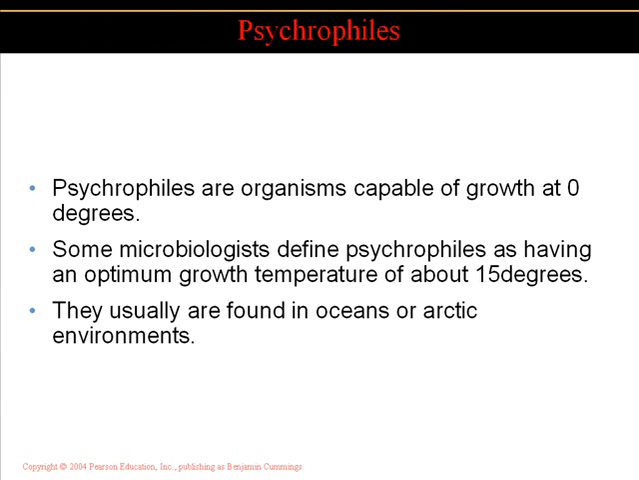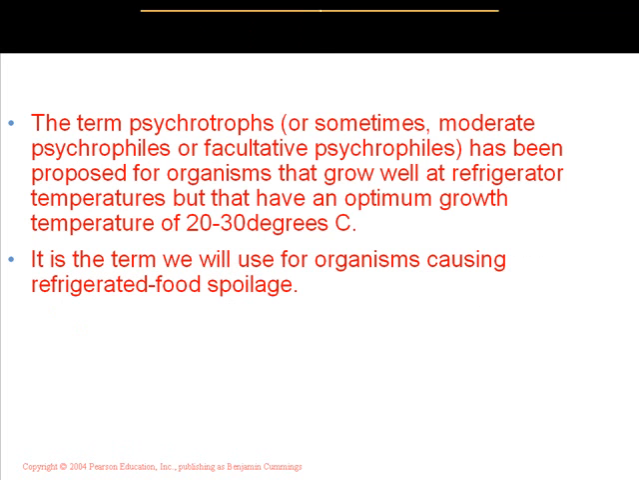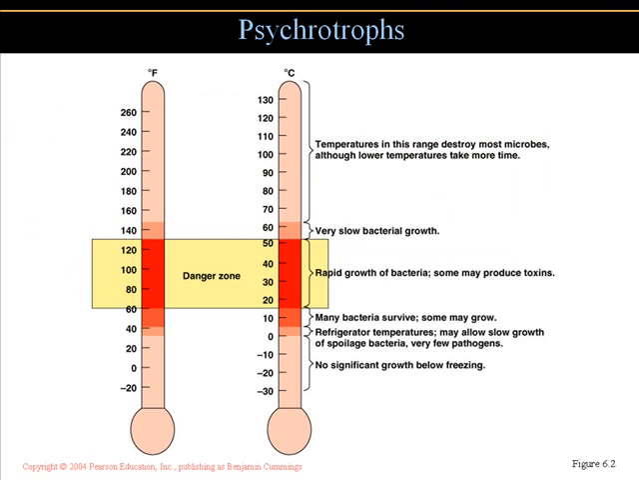Many microbiologists will define psychrophiles as having an optimal growth temperature of about 15 degrees, usually found in the oceans and, as I alluded to, the Arctic environment as well. The term also refers to moderate, sometimes called facultative, psychrophiles. These have been proposed as organisms that grow well at refrigerated temperatures, but they have an optimal growth temperature as well, as most of these organisms do. In these terms, we see these organisms again causing food spoilage as well.